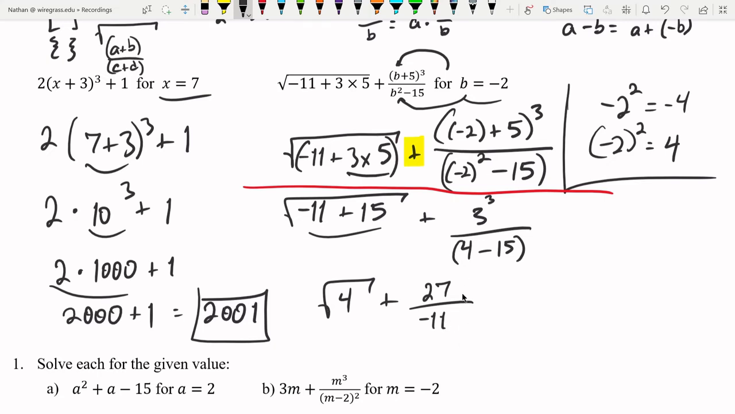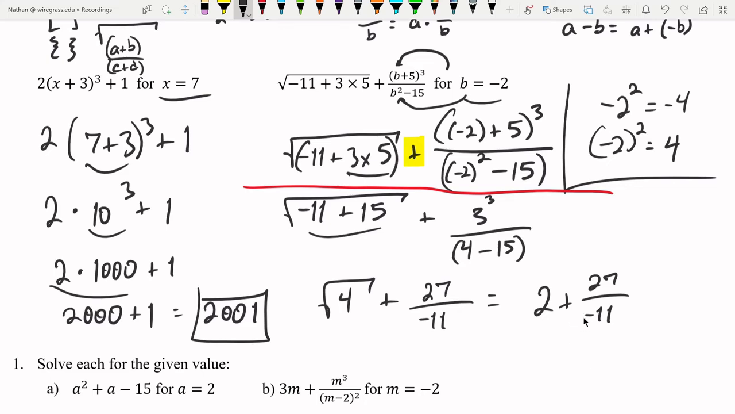Okay, this fraction cannot simplify, so I'm actually going to leave it the way it is. And I'm going to simplify the square root. The square root of 4 is 2. So we get 2 plus 27 over -11.